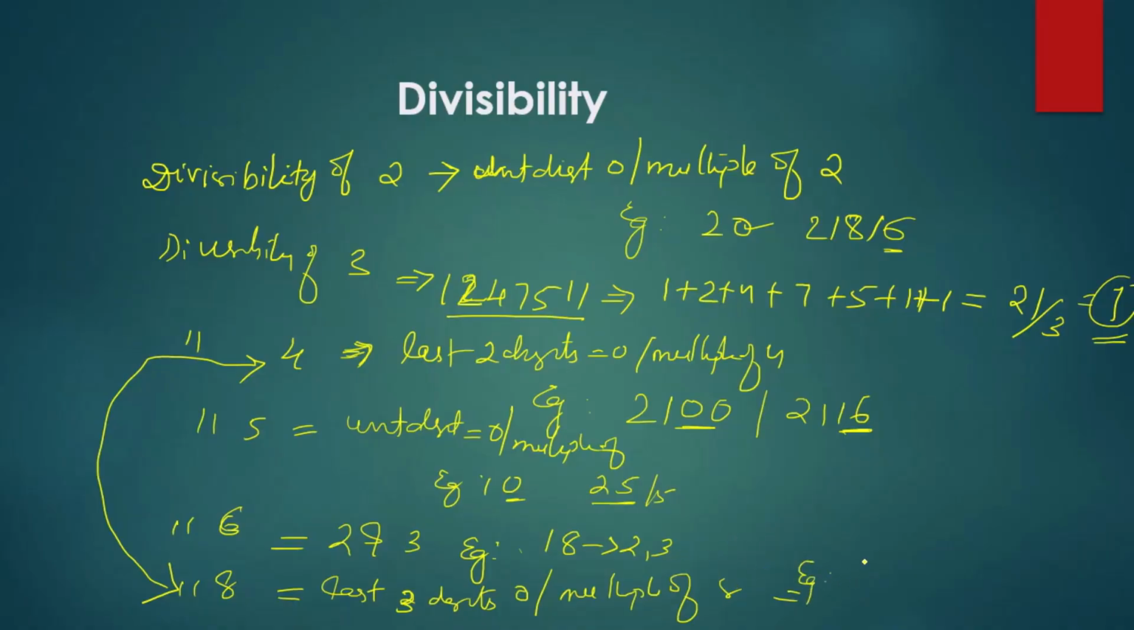Example: 21000. You have to check whether the last three digits are 000. If the last digits are 000, then you can confirm that this number is divisible by 8. So the divisibility of 4 and 8 is almost similar. For 8, the last three digits are 0 or a multiple of 8. For 4, the last two digits are 0 or a multiple of 4.